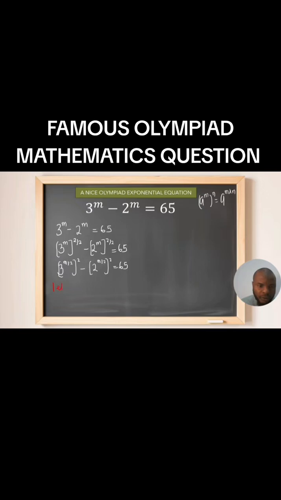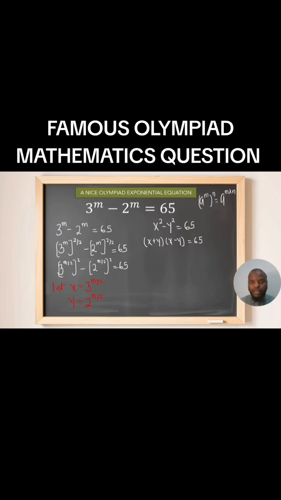Now I'm going to do something here. Let x be equal to 3 to the power of m over 2, and let y be equal to 2 to the power of m over 2. Now by doing this, if you plug in the value of x and the value of y, I'm going to have x squared minus y squared equals 65. And here, I'm going to use the difference of two squares. So x squared minus y squared can be written as (x plus y)(x minus y) equals 65.